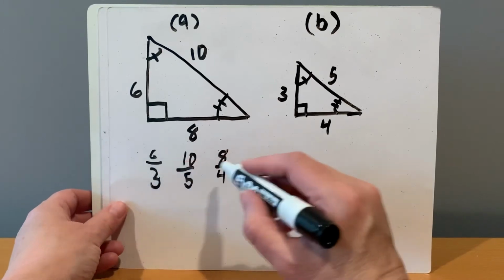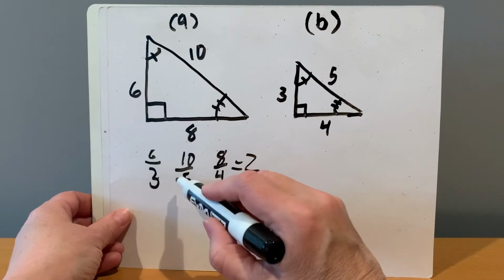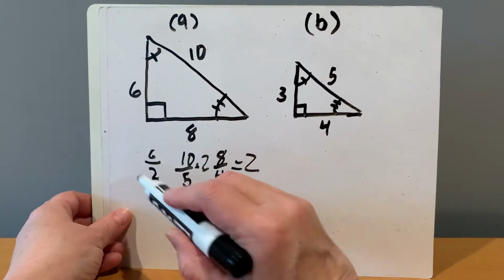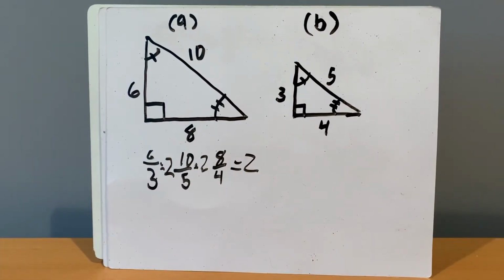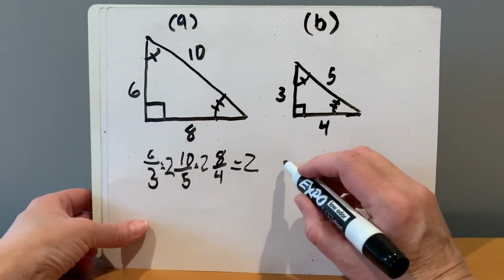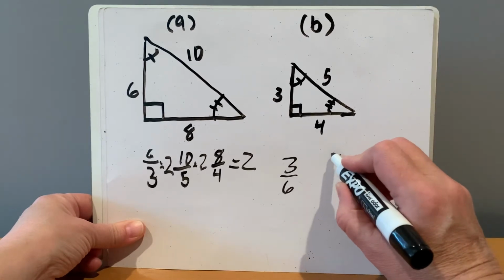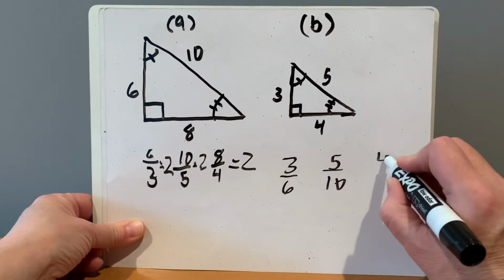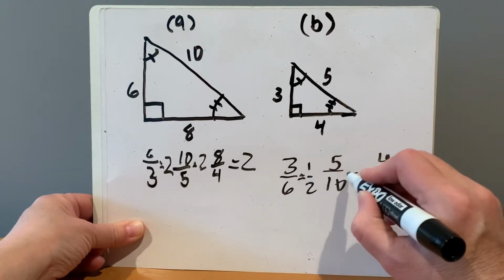So, if you see, 8 divided by 4 equals 2. 10 divided by 5 equals 2. 6 divided by 3 equals 2. Each one of those equals 2. Now, if we switch them so that we put triangle B on top, we would have 3 sixths, 5 tenths, and 4 eighths. And if you notice, each one of these equals 1/2.